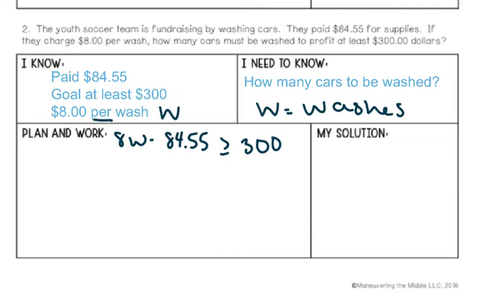Then I subtracted the $84.55 since I want a profit of $300. And I can't count that $84.55 as a profit since I had to pay that out of my pocket. So I'm going to take that off of what I end up earning, and then I want to make at least, so either more or equal to $300.